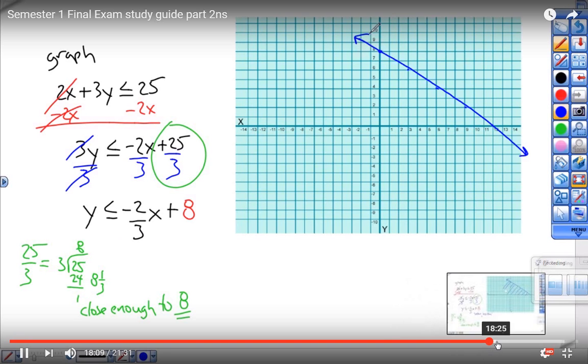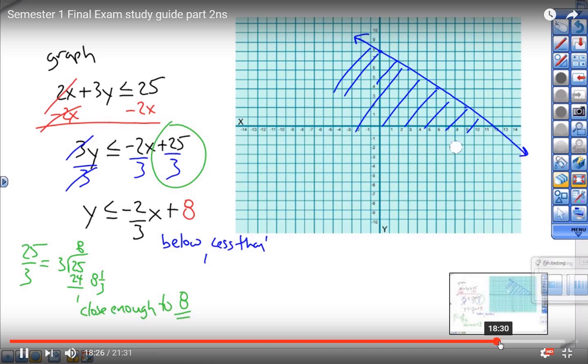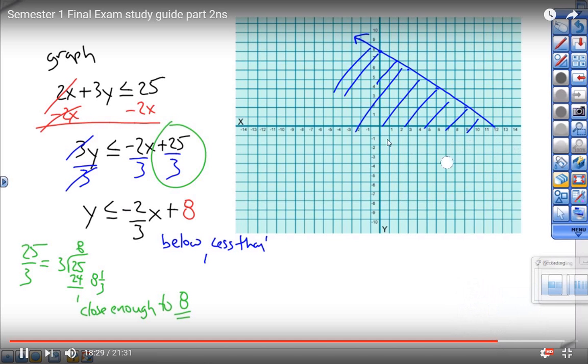I will only use the part of my graph that's going to be in quadrant 1 because this is a positive real world problem. I do not want to use any of my negative quadrants. So again, I'm only going to use that first quadrant for my whole graph. Y is less than or equal to 8, over 3 down 2, over 3 down 2, solid line, shade below.